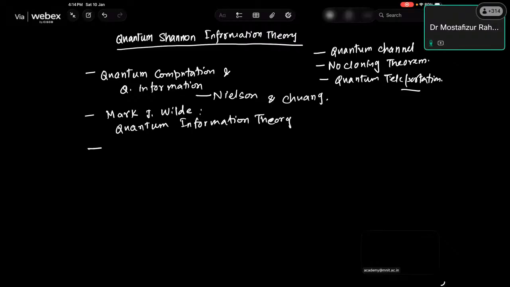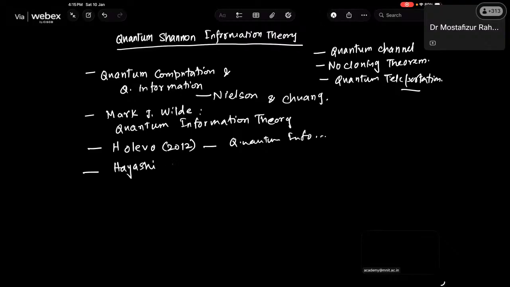I'm referring to some more books. Another book is Quantum Systems, Channels and Information by Holevo. To save time, I'm just writing the author's name. Just type quantum systems channels and information book. By Holevo. And there is another good book on quantum information theory by Hayashi. It is from 2017, I think. One of the standard versions is 2010. And for Mark M. Wilde, you can read the second edition, the 2013 edition is fine.